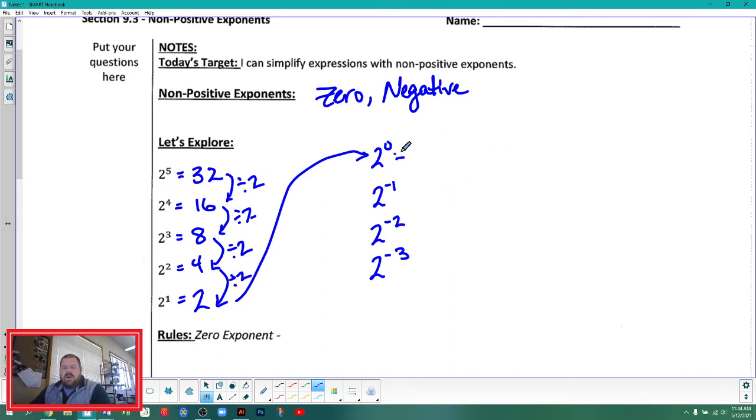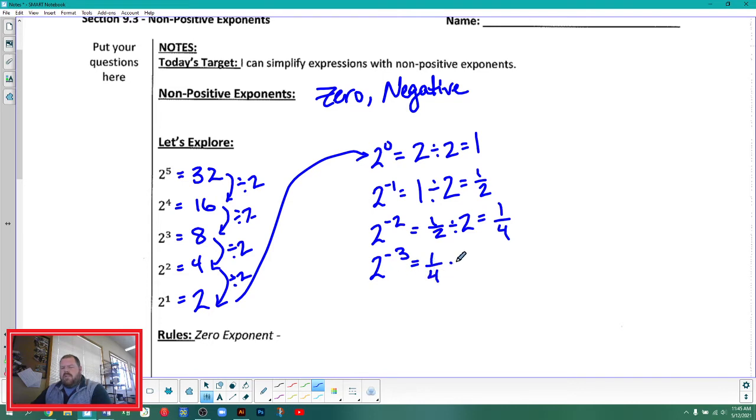So to get to 0, it should be 2 divided by 2, which is 1. 2 to the negative first power should be 1 divided by 2, which I would call 1/2. 2 to the negative 2 is going to be 1/2 divided by 2, which would be 1/4. And 2 to the negative third would be 1/4 divided by 2, which is 1/8.